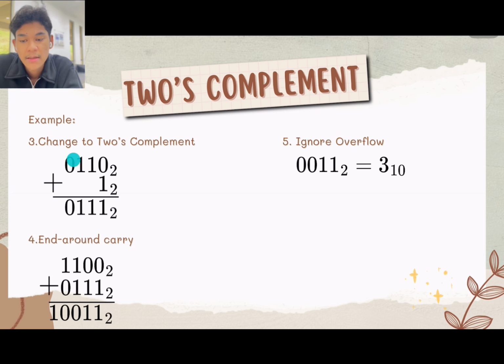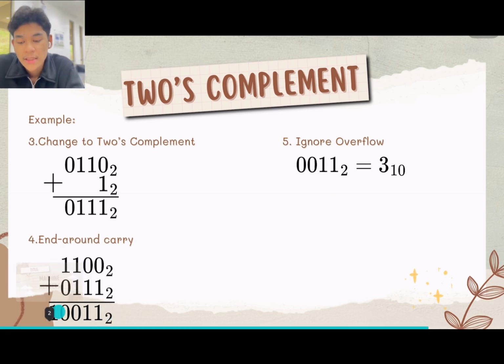Now, the third step is to change to 2's complement, meaning that after we've obtained the 0110 base 2, you need to add 1 base 2 to that value. So after adding it, you should get 0111 base 2. Now, you need to add this to the value of 12 in binary, which is 1100 base 2. So after adding it all together, you would get 10011 base 2.